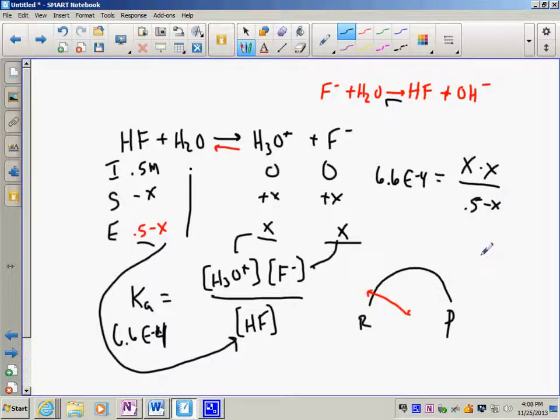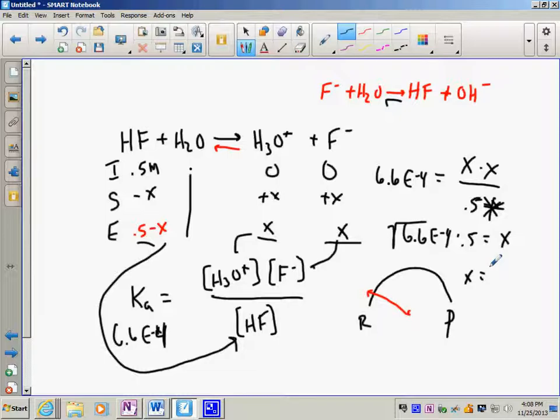Now, as I plug mathematically to solve for x, this would be x squared. Putting this over here, we would end up getting a quadratic equation. We will use our shortcut rule here, which hopefully has been explained, where I essentially remove the x off of here and multiply by 0.5. 6.6 e to the negative fourth times 0.5 equals x squared. I will then square root both sides, and this is my value, x equals.